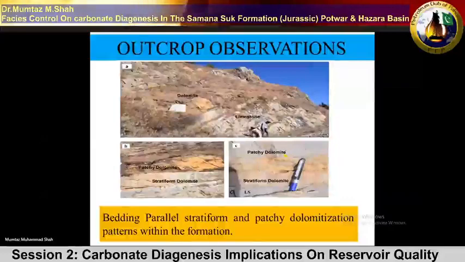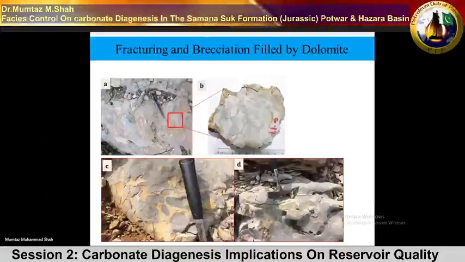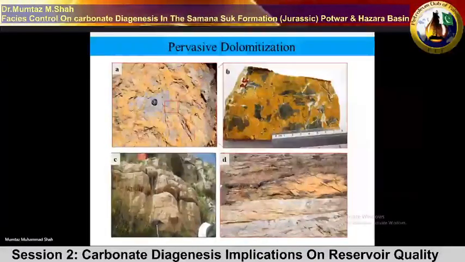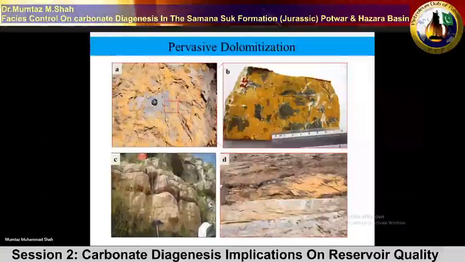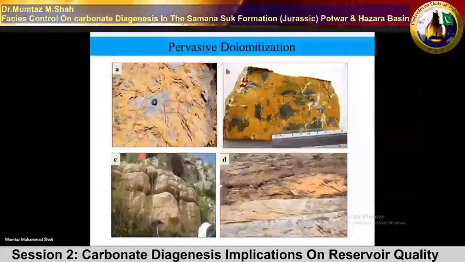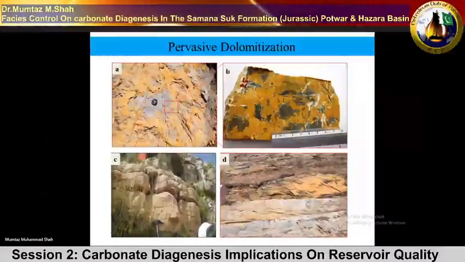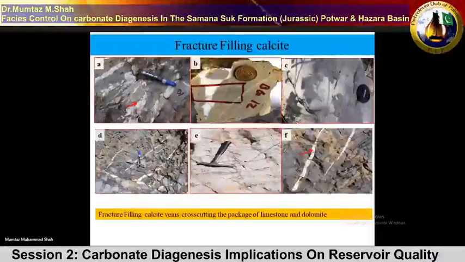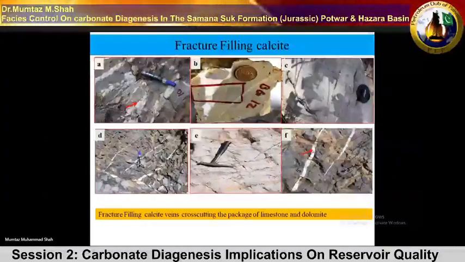Okay. Outcrop observations. I'm on pervasive dolomitization. Is it okay now? It's okay. So I go to the next slide. Fracture-filling calcite, that's perfect. Thanks. Sorry for the interruption.